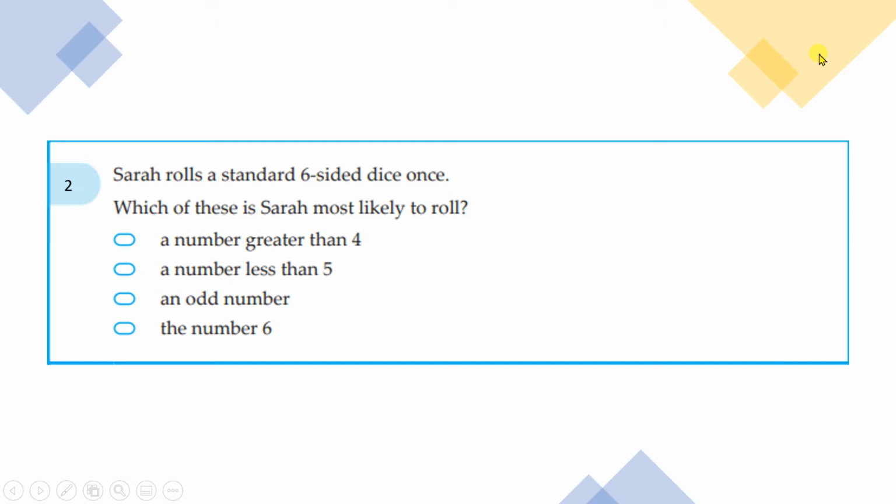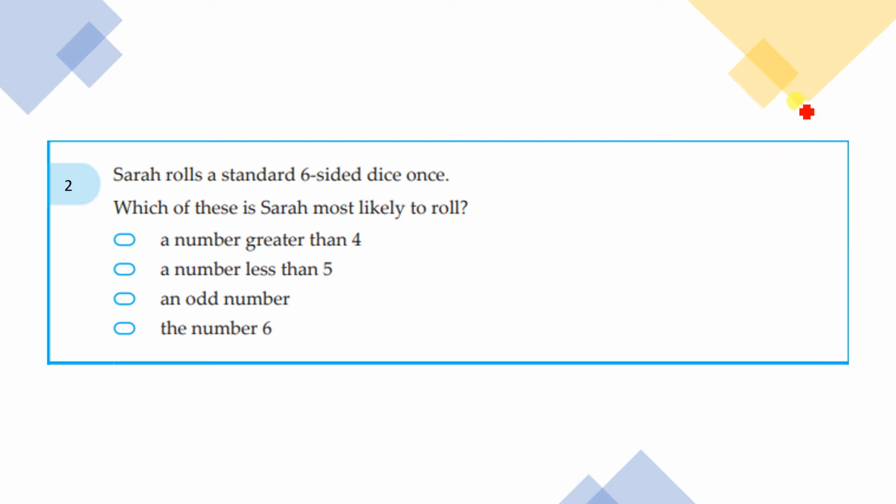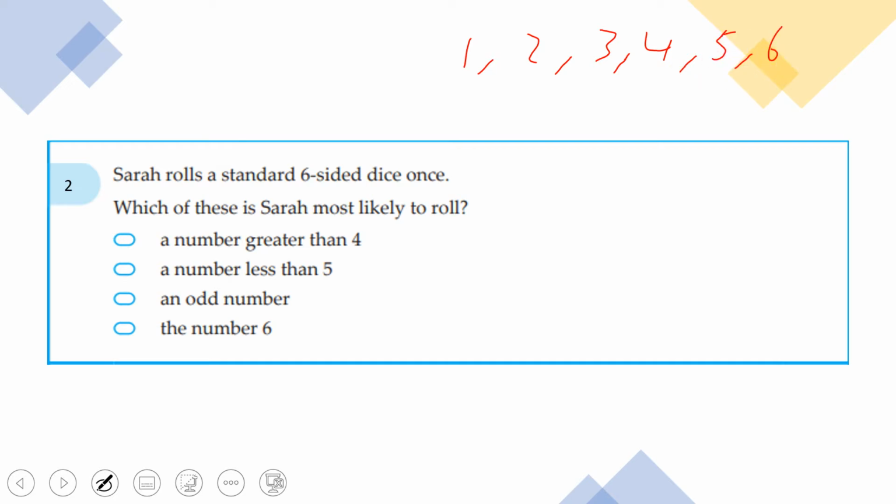Sarah rolls a standard 6-sided dice once. Which one of these is Sarah most likely to roll? So let's change it to a pen, that way I can write. The different options on a 6-sided die can be a 1, a 2, a 3, a 4, a 5, or a 6. They're all the different options.